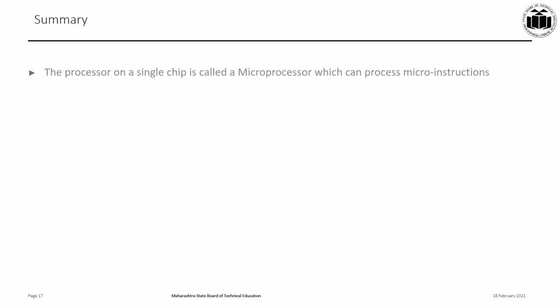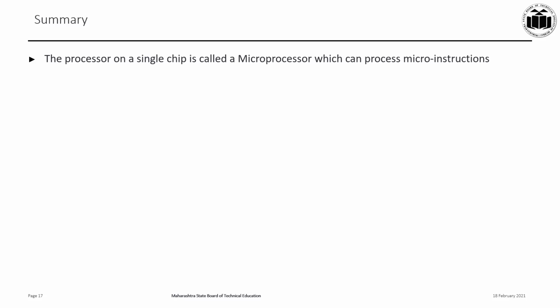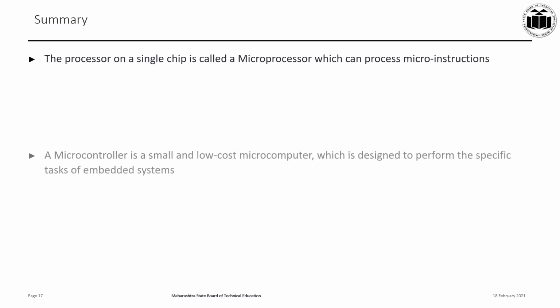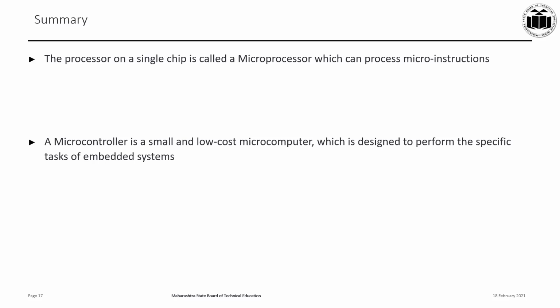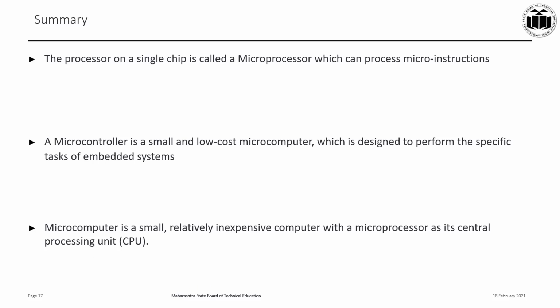Summary. What have we studied today? The processor on a single chip is called a microprocessor, which can process micro instructions. Microcontroller is a small and low cost microcomputer which is designed to perform specific tasks of embedded systems. It is on a chip. It has availability of ROM, RAM, I/O ports, timers and a central processing unit. Whereas a microcomputer is a small computer itself which is relatively inexpensive, and it has this microprocessor as its heart of the computer or as its central processing unit.